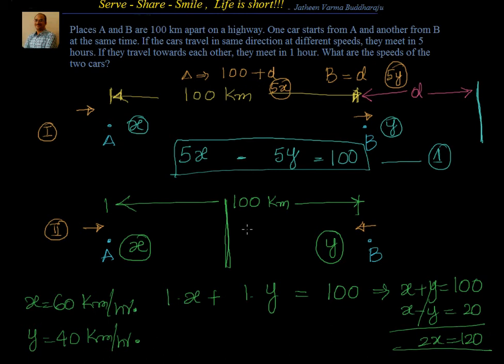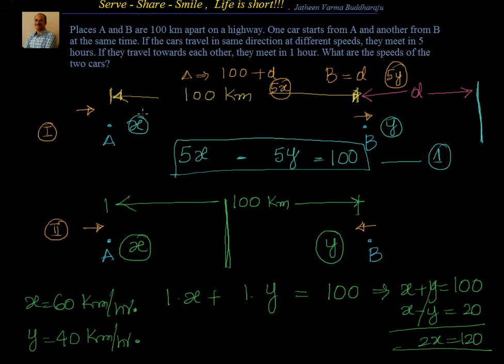Let's summarize this again. Places A and B are 100 kilometers apart on a highway. One car starts from A and another from B at the same time. If the cars travel in the same direction at different speeds, they meet in 5 hours. If they travel towards each other, they meet in 1 hour. What are the speeds of the two cars?